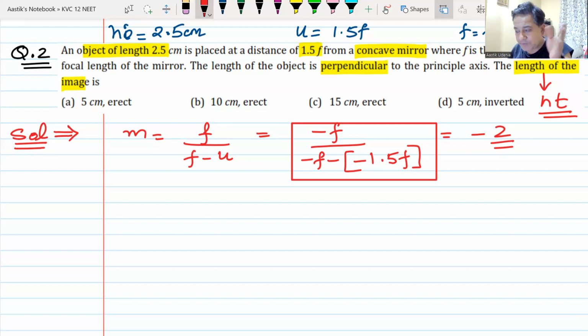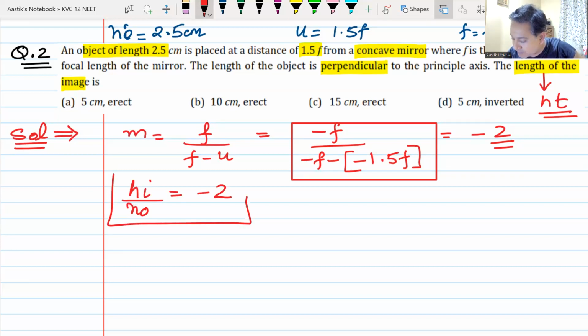This is minus f divided by minus f plus 1.5f. Minus f plus 1.5f will be plus 0.5f. Minus f divided by 0.5f, f will cancel. 1 divided by 0.5, minus 1 divided by 0.5 will be minus 2. Do we all understand this? Then I can simply write height of the image divided by height of the object is equal to minus 2. Now, can you tell me which option is correct?